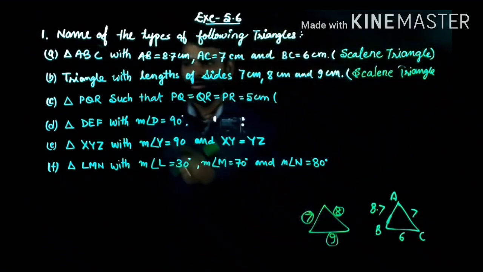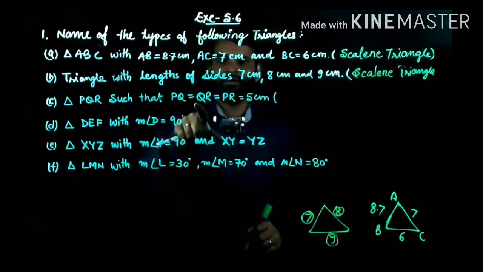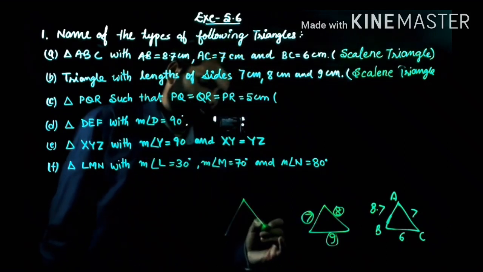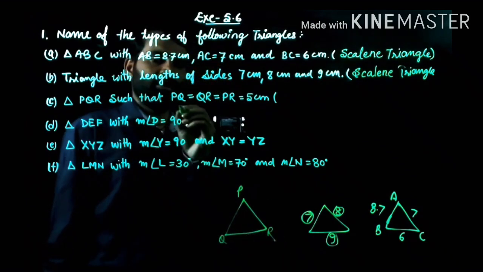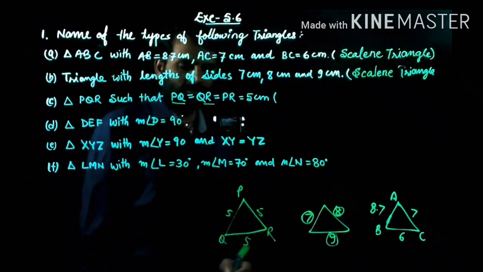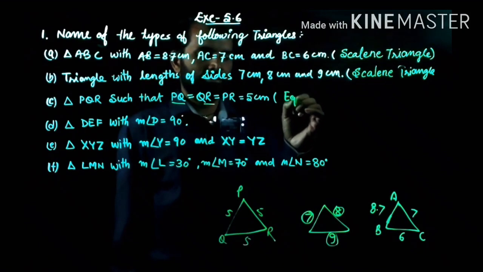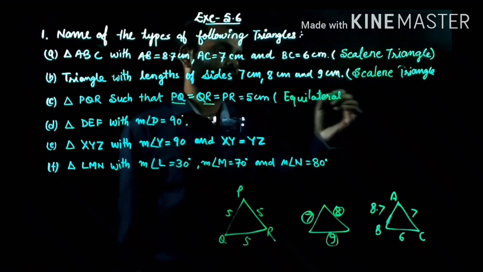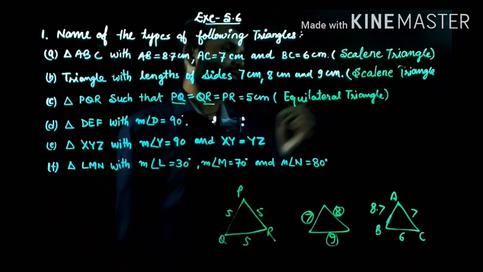Okay, C, in a triangle PQR, PQ is equal to QR and is equal to PR. The triangle is PQR, and all sides are 5 centimeters. All sides are equal. This type of triangle is called an equilateral triangle. The name of the triangle is equilateral triangle.